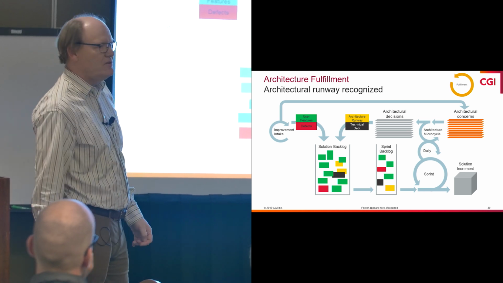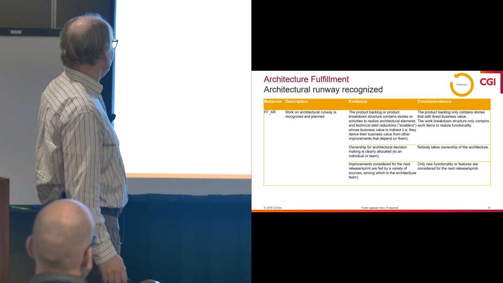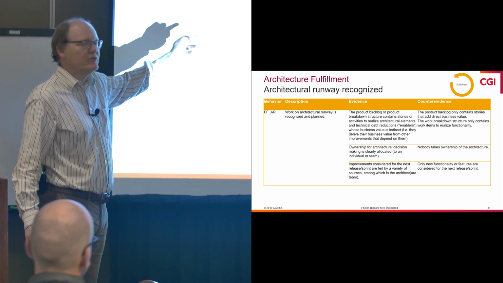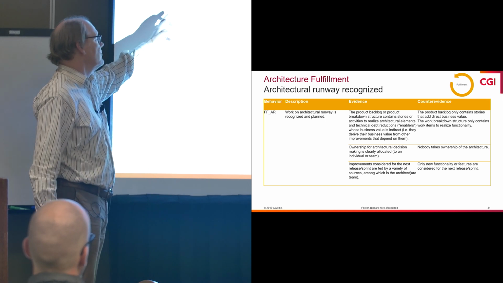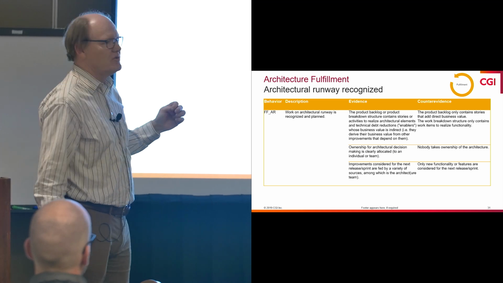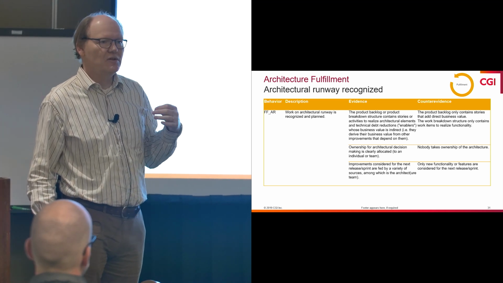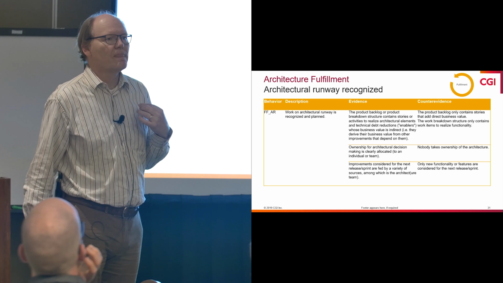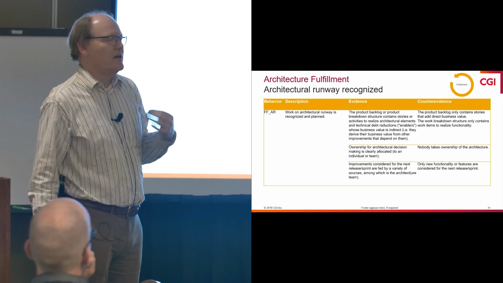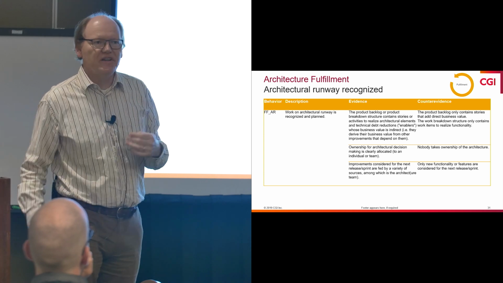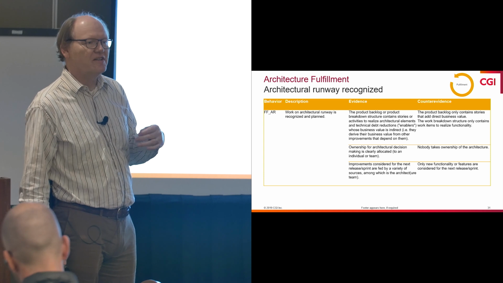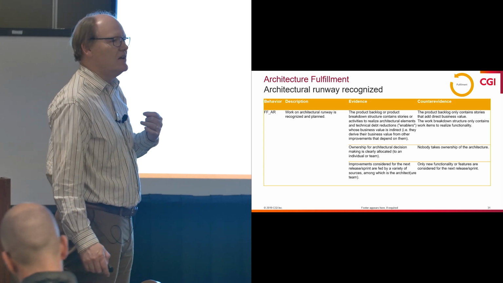But what's important is the behavior. What's important, for example, is the first behavior in fulfillment. Work on architectural runway is recognized and planned. So what is work on architectural runway? It's the yellow stuff. It's stuff that is not visible to end users, but it's absolutely needed. How good is your organization at recognizing that stuff? And it's important that it gets prioritized correctly.